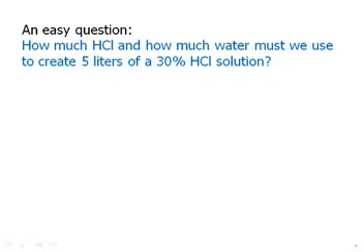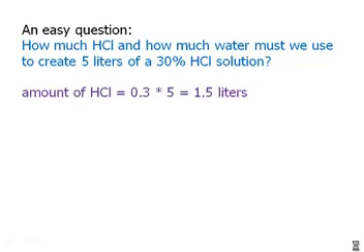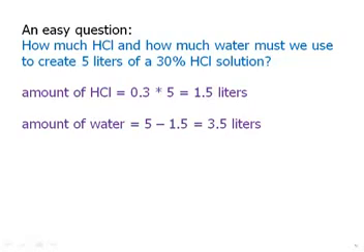So this is a very basic question. So the amount of HCl would be 30% as a decimal, 0.3, times the whole, which is 5 liters. And when we multiply out, we get 1.5. So in other words, we're going to need 1.5 liters of pure HCl, and that means that the rest of it, which would be 3.5, has to be water. So 1.5 is HCl, 3.5 is water. We combine those, we get a 30% HCl solution.